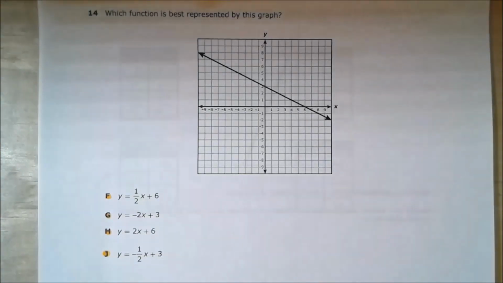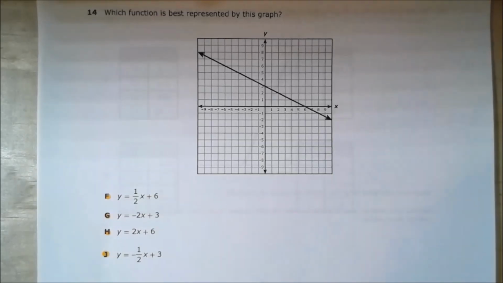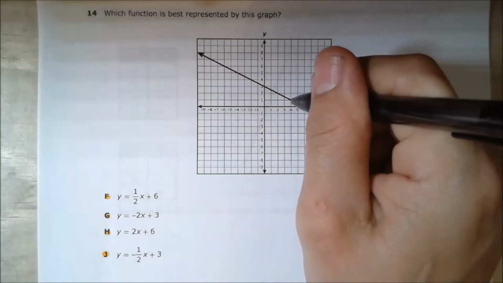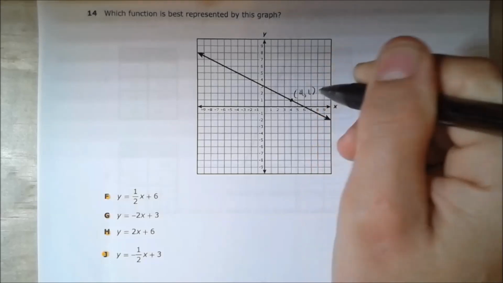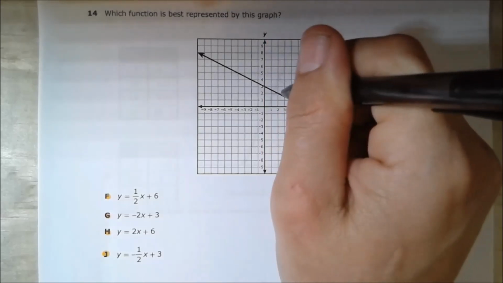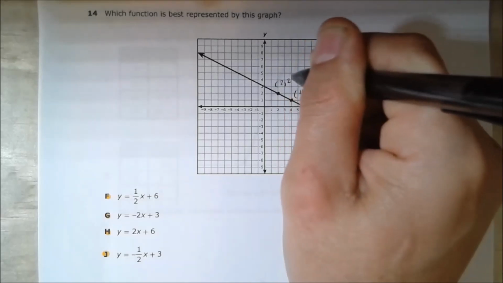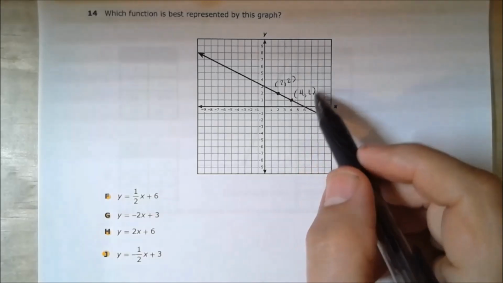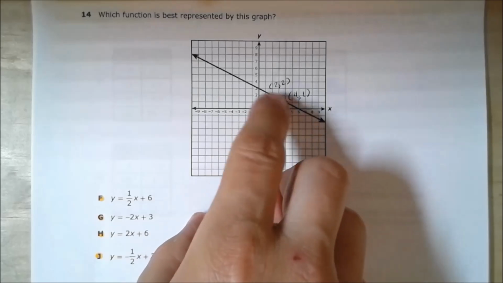Alright, in problem number 14, it says which function is best represented by this graph. Well, I think the easiest way to do this is to graph the function and just compare the picture. That's one way you could do it. You could also look at this and find the points on it. For instance, here's 4, 1. And then I could find another point. Let's see. Here's one at 2, 2. You could put those two in your spreadsheet and find which equation matches. That's one way you could do it if you're good at locating the points on the graph.